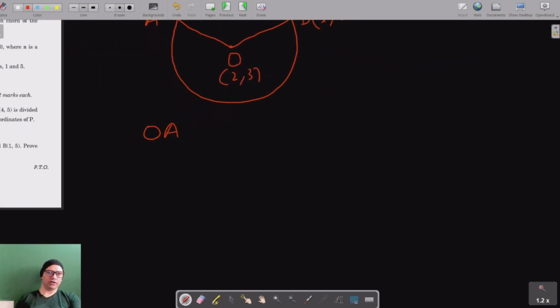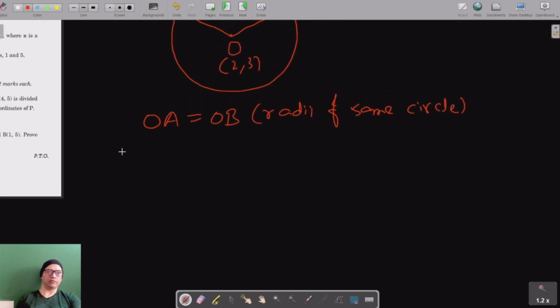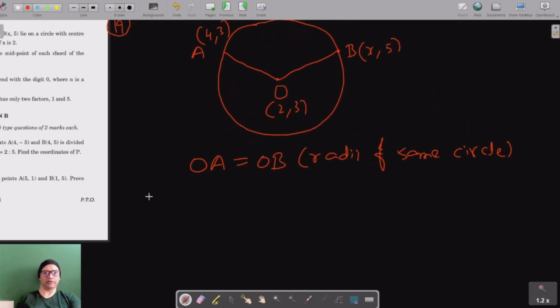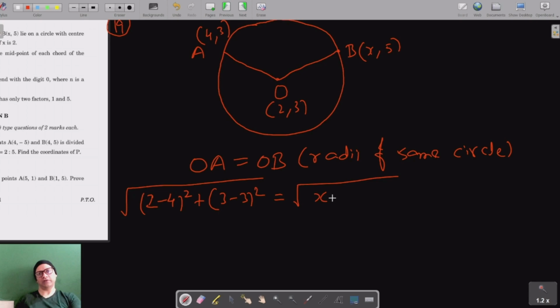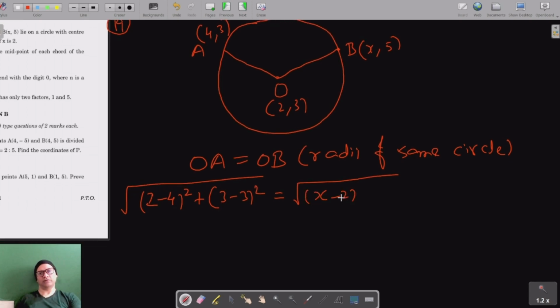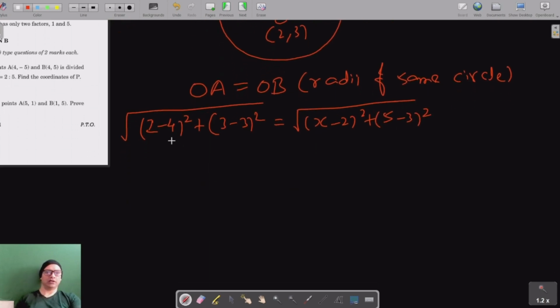So now OA is equal to OB, because they are radii of the same circle. Now we can find OA using the distance formula, which is square root of (2 minus 4) the whole square plus (3 minus 3) the whole square, and OB is square root of (x minus 2) the whole square plus (5 minus 3) the whole square. Now 3 minus 3 is 0, and the square root and square cancel.